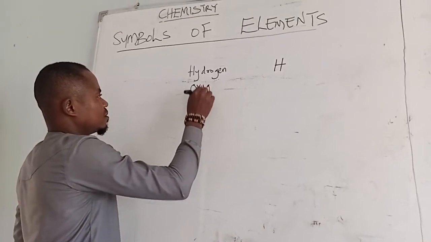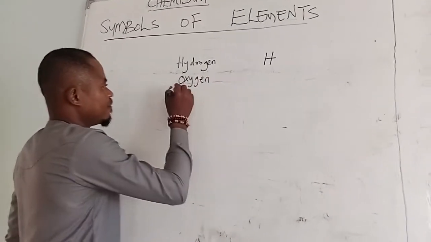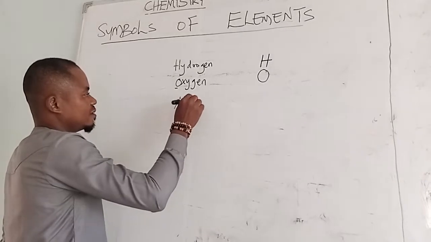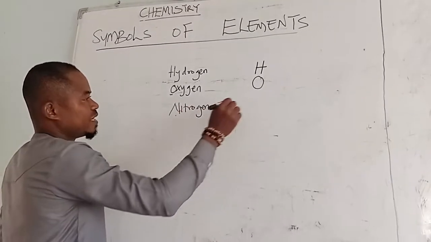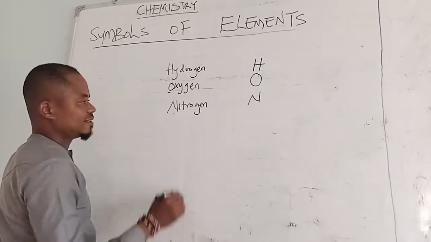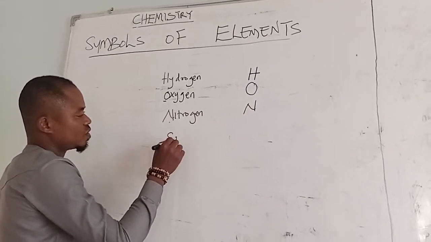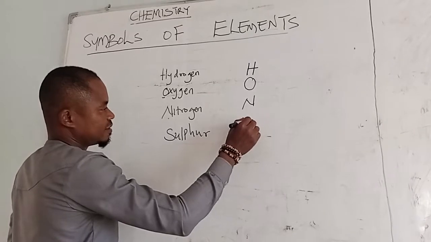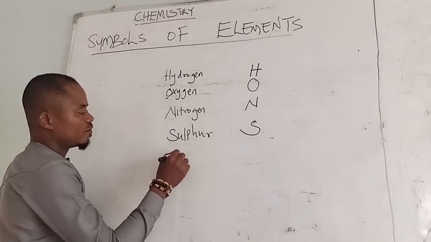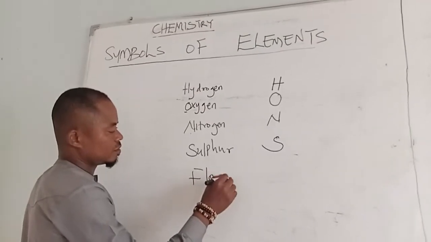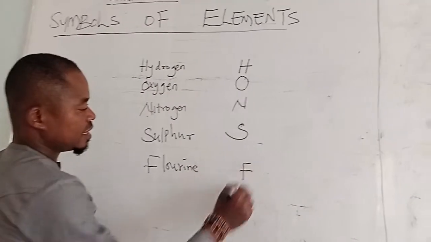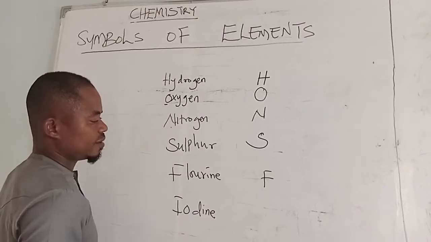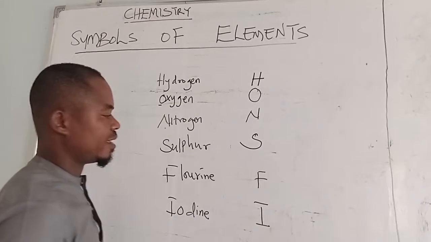Oxygen, you pick the first alphabet, O. Nitrogen, you pick the first alphabet, N. Sulfur, you pick the first alphabet, S. Fluorine, you pick the first alphabet, F. Iodine, you pick the first alphabet, I.